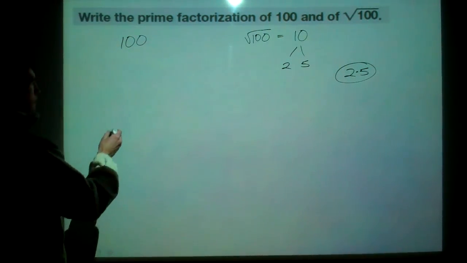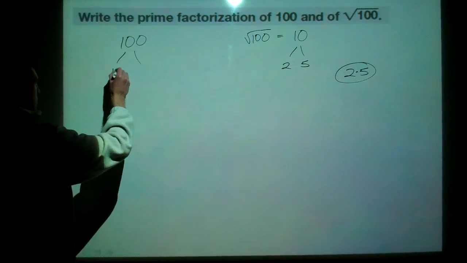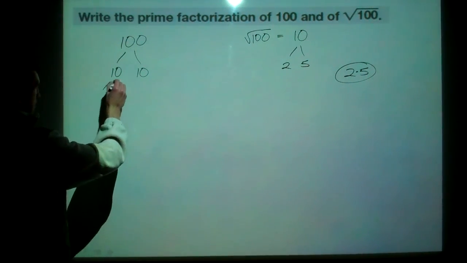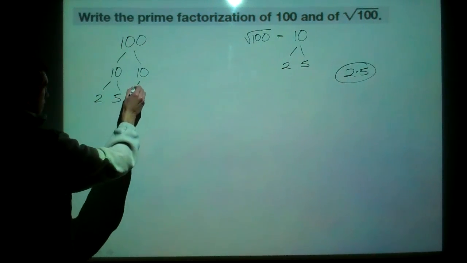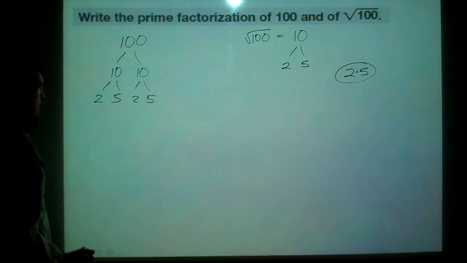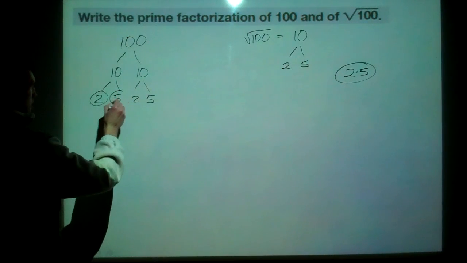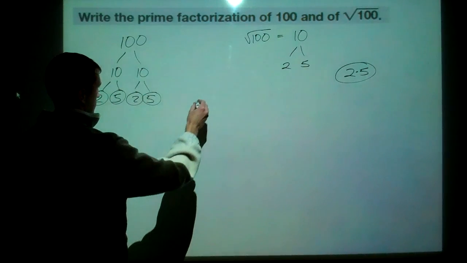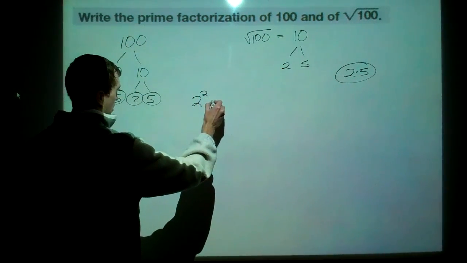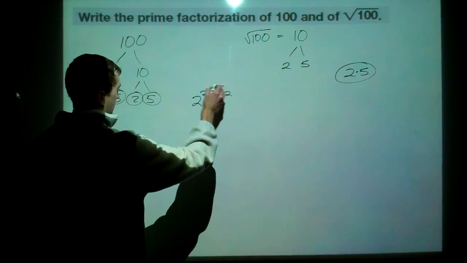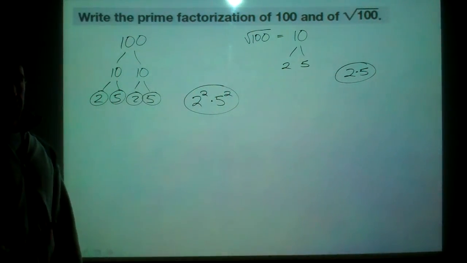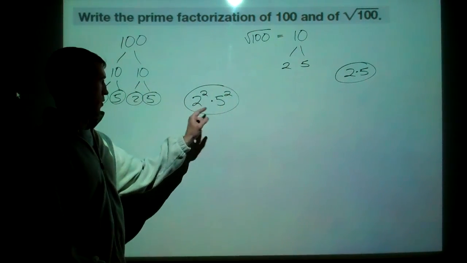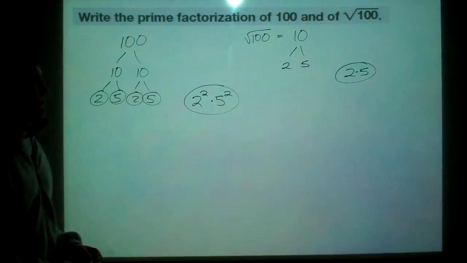100. I know that can be broken down into 10 times 10. Those are not prime, but they can be broken down into 2 and 5. 2 times 5 gives you 10. So we've got two 2s and two 5s. This one would be 2 to the second times 5 to the second. And if you think about that, that makes sense. 2 to the second is 4. 5 to the second is 25. 4 times 25 gets you to 100.